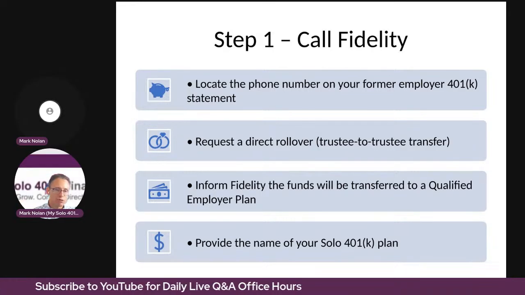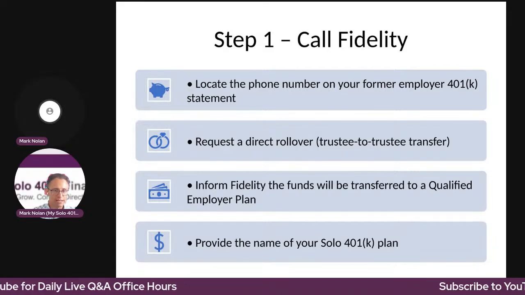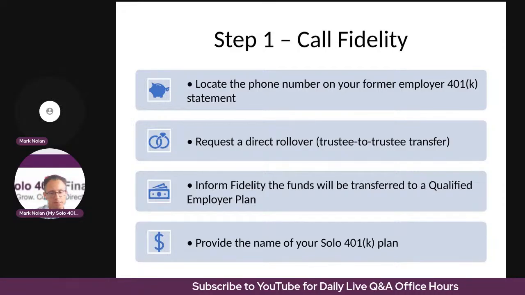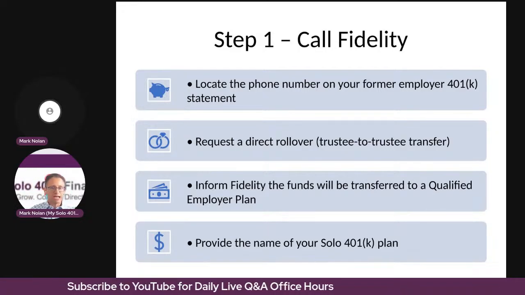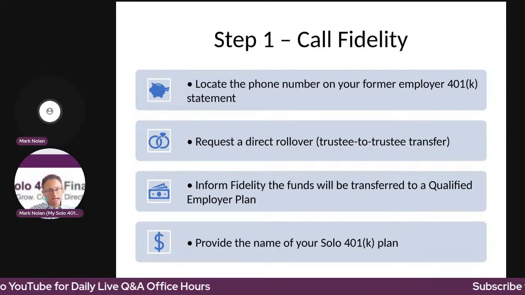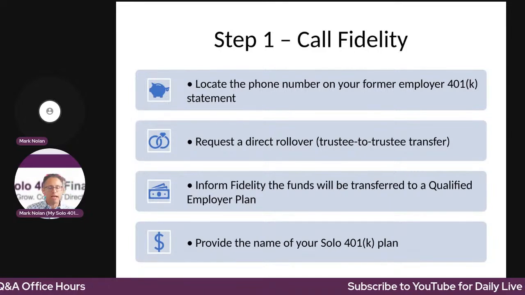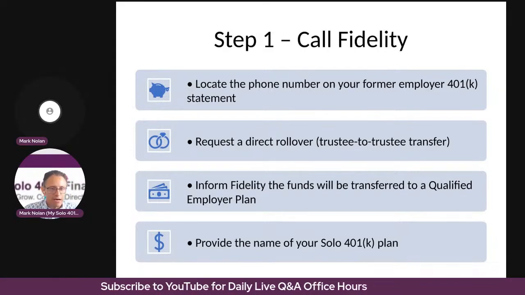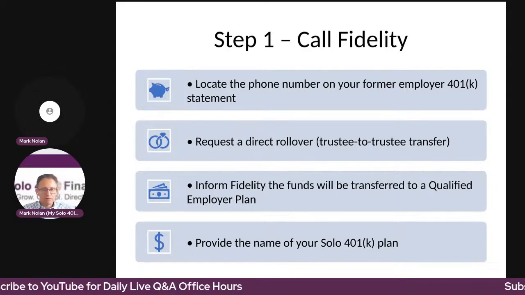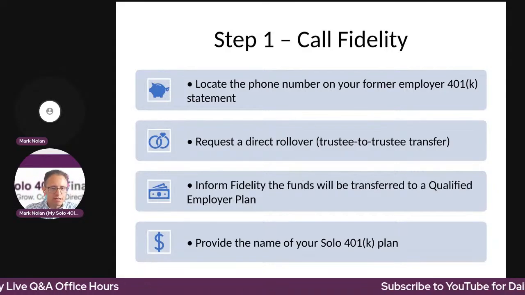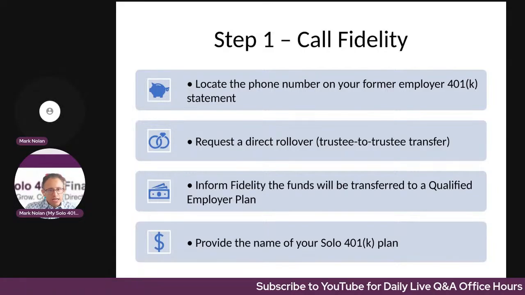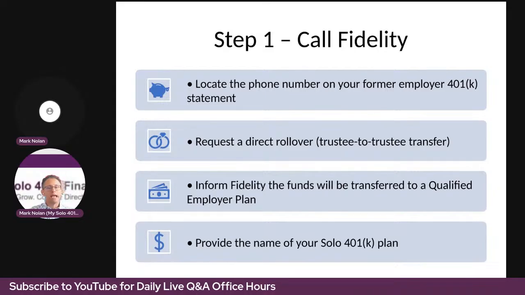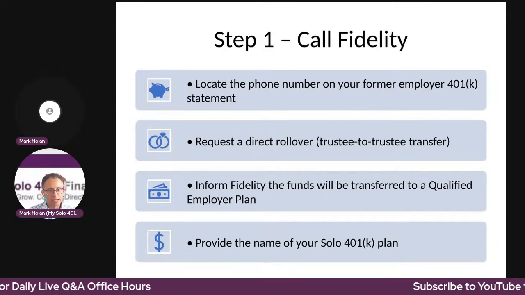If they ask for an account number, you're going to want to provide the employer identification number for the solo 401k. As far as how to make the check payable instructions, you're going to want to ask Fidelity Investments to make the check payable in the name of the solo 401k FBO, which stands for for the benefit of, and then your name. So if your plan is called the ABC Consulting Solo 401k, and your name is John Smith, the check would be made payable to ABC Consulting Solo 401k plan FBO John Smith.